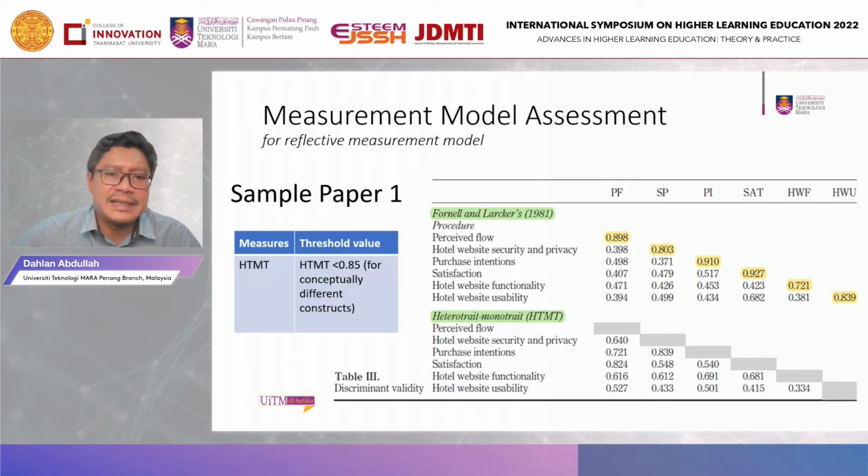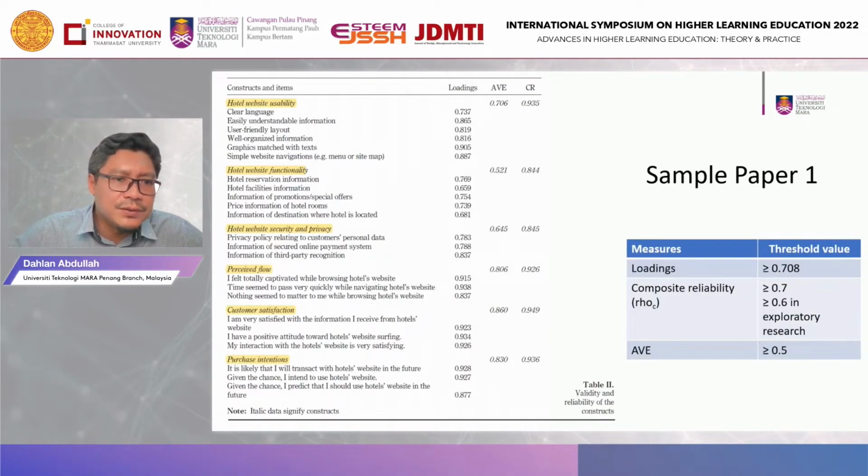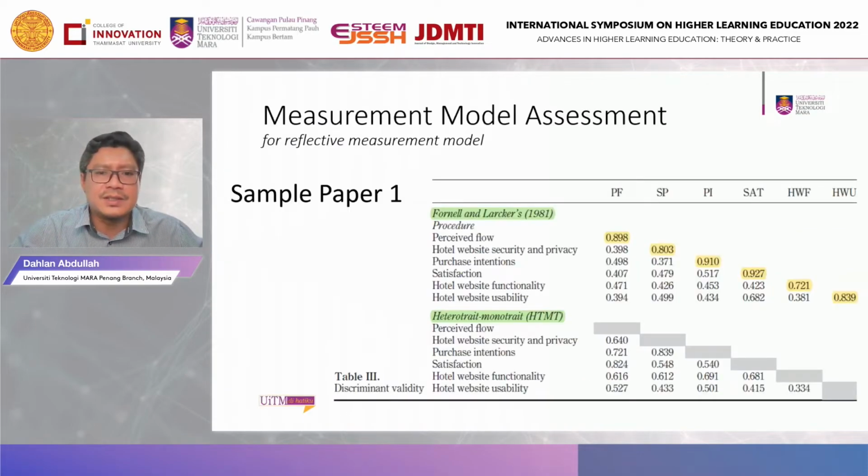Another method is by using Fornell and Larcker. If you look here, how do we read Fornell and Larcker to show whether it is showing adequate discriminant validity or not? We take a look at the diagonal value here. For example, for perceived flow, this is the square root of AVE actually. The AVE score for perceived flow is 0.806, right? So the square root of AVE for perceived flow here will be 0.898. You just use your calculator if you want to check the figure. Just take the square root of AVE, you get this figure.